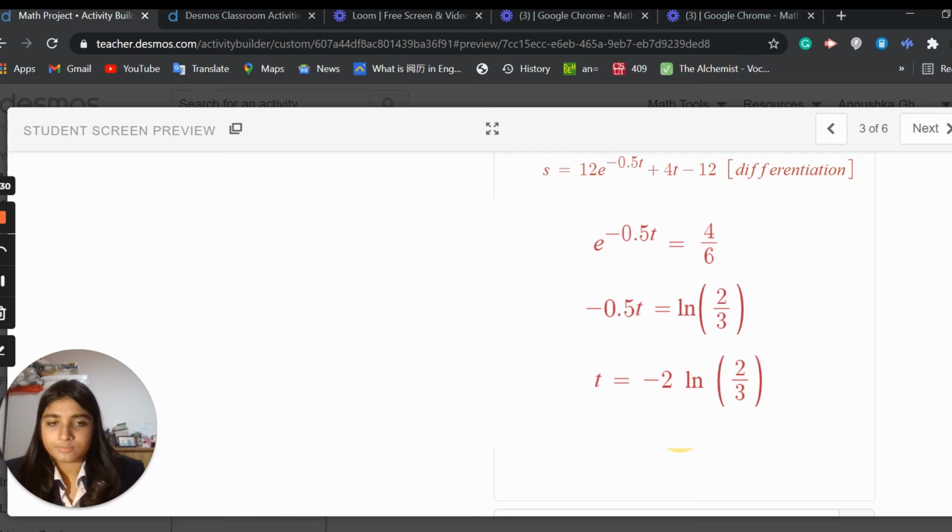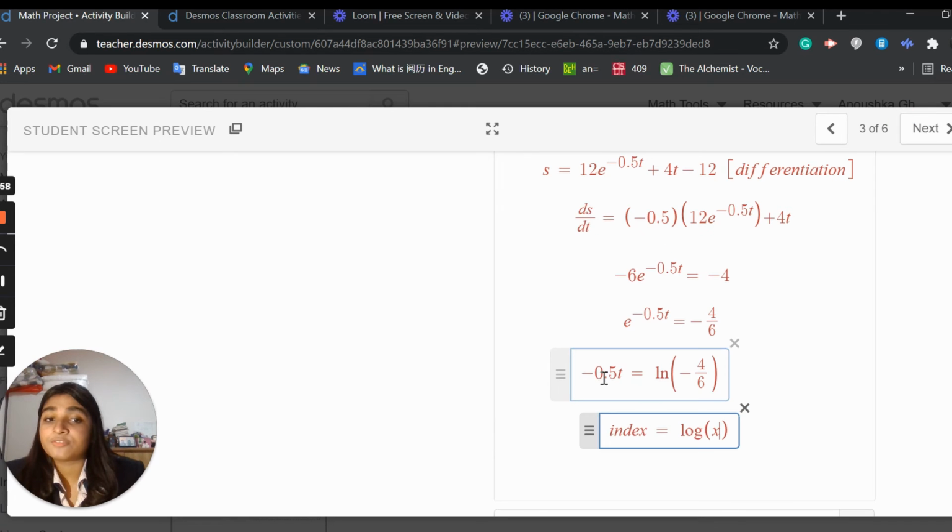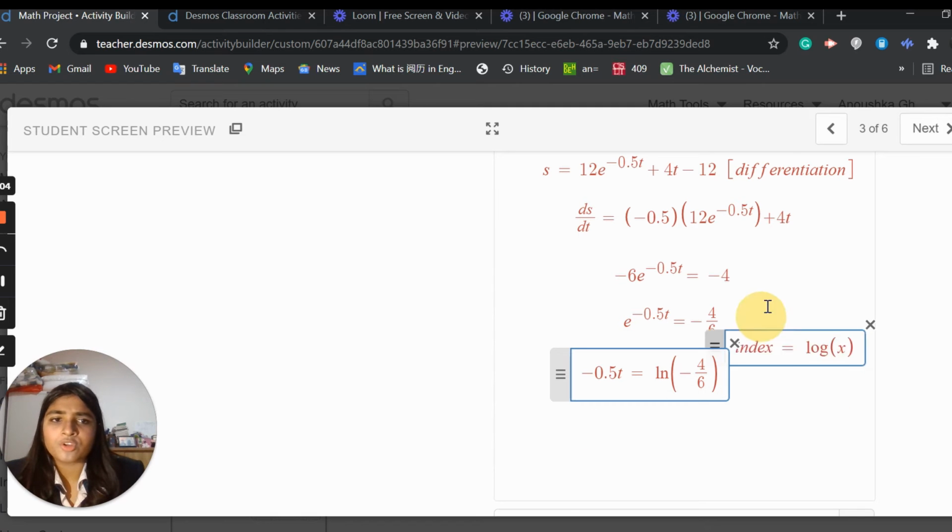So it should be e to the power of negative 0.5t is equal to 4 over 6. And then go on to using the logarithm rule. You change negative 0.5t is equal to ln 2 over 3, and then t is equal to negative 2 ln 2 over 3 because we divided by negative 0.5. Hence, you can get your answer by putting these numbers into the calculator.